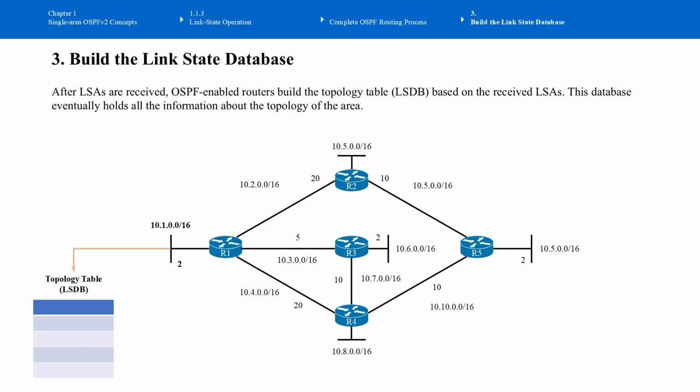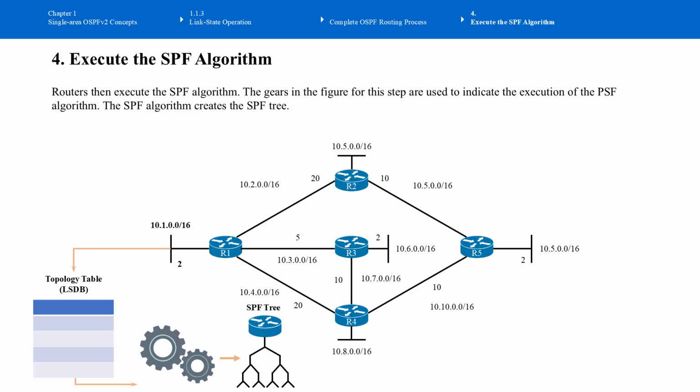Step 3. Build a link state database. Once all the LSAs have been received, each router builds its link state database, the LSDB. You can think of the LSDB as a complete map of the OSPF area. Since every router has received the same LSAs, every router should have an identical copy of the topology table, the database. Step 4. Execute the SPF algorithm.